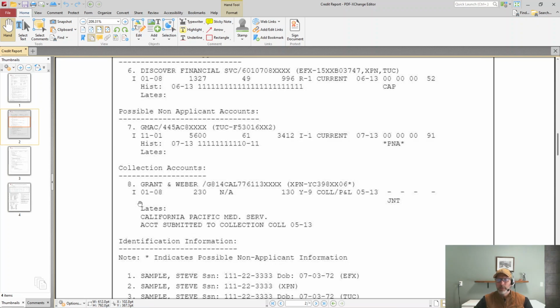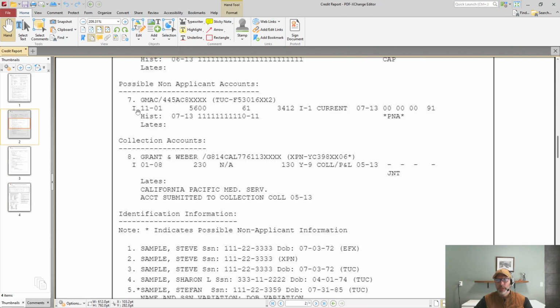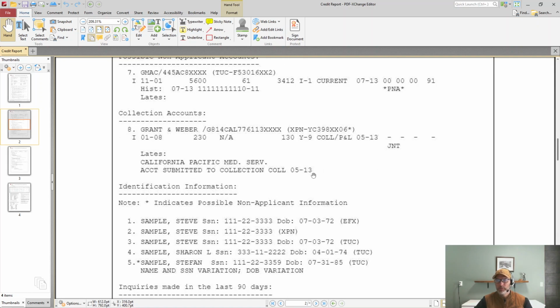This particular style of credit report then goes from the trade lines, or the active loans, into the collections. If there were a bunch of closed loans, it may show up in the section between these two. This particular one has a collection to Grant and Weber. It's a California Pacific Medical Services, so again, a medical collection. It looks like it's for $230, and it is joint, submitted to collections on 5 of 13.